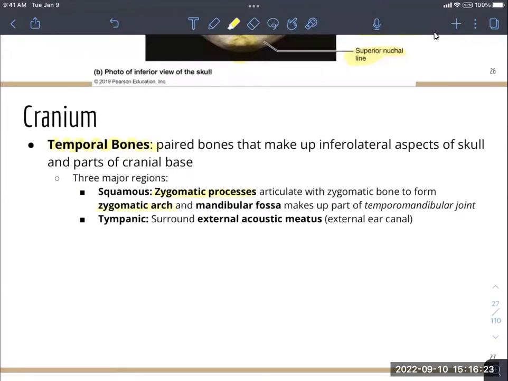Part of that zygomatic arch, and it also has a mandibular fossa. That's where the mandible, the movable part of your jaw, the bottom part, attaches. Your temporomandibular joint is there. So if you've ever heard of TMJ, that is what they're referring to. It has something to do with that joint. We also have the tympanic, or the external acoustic meatus, which is that external ear canal. Like I said, it was part of the ear, the front of the ear, the cheek. That all comes from your temporal bones.